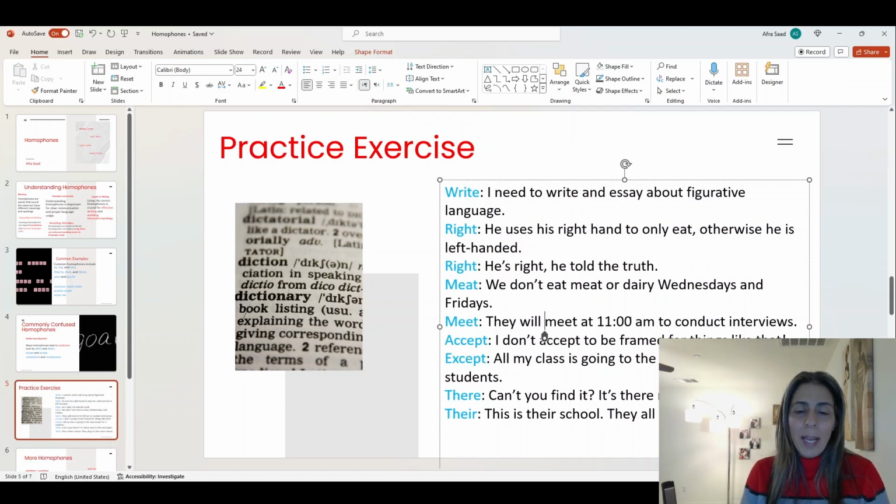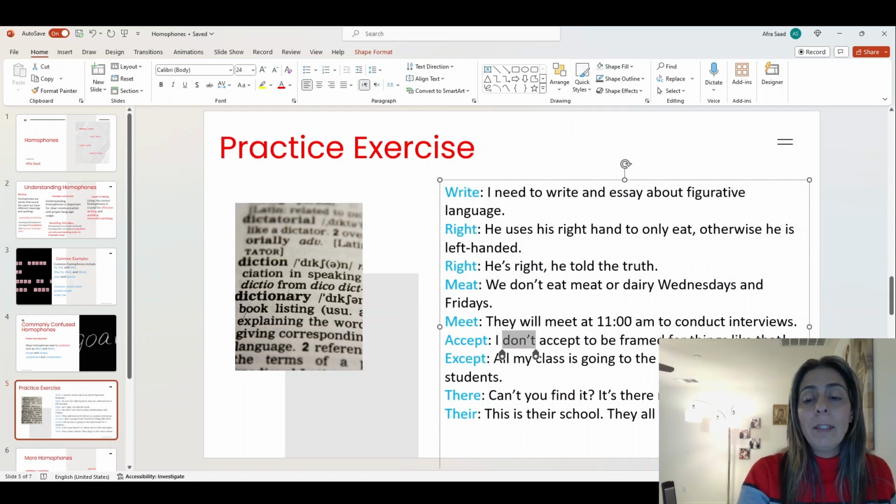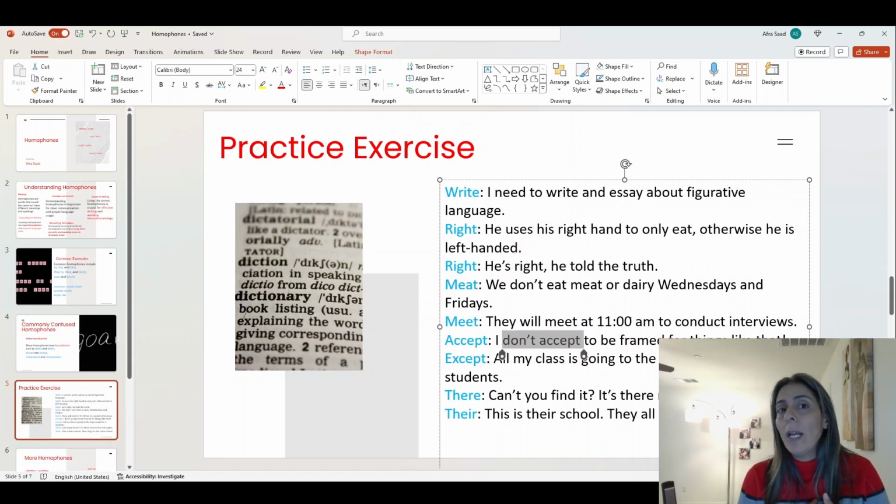Cool. Now we have accept, and I have explained this in the previous slide. I don't accept to be framed for things like that. So let's say someone says something about me and this thing is wrong. It's not true. So I would say, I don't accept. I don't agree. I'm not okay with it. Accept is agreeing on something, being okay with something, taking something as a yes.